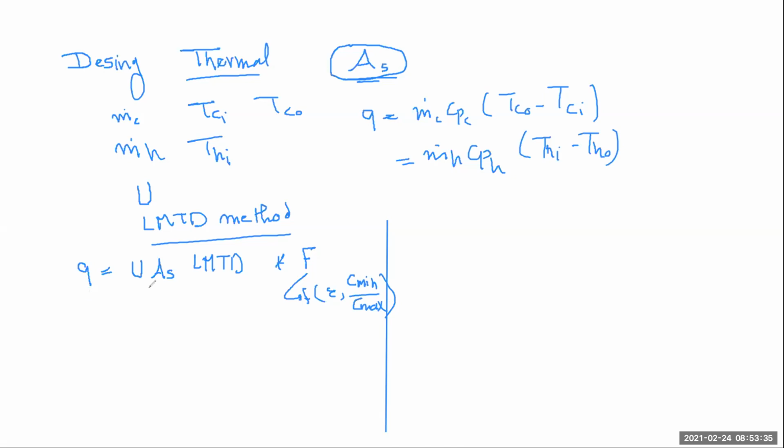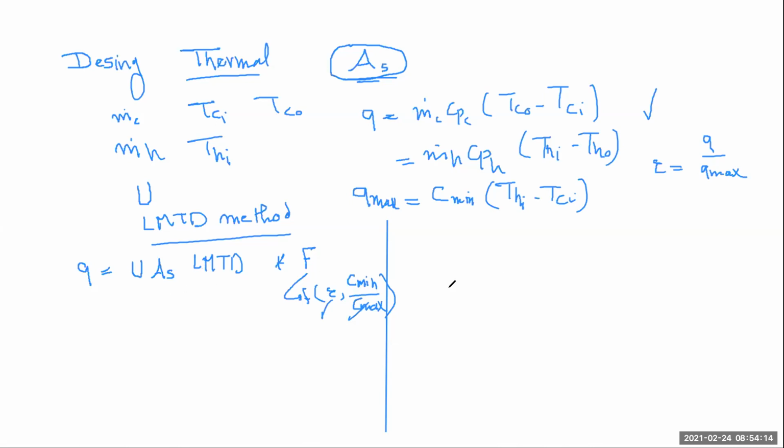So, do I know the value of Q? Yes, we can get it from here. Do I know the value of Q maximum? Yes, Q maximum is C minimum times T hot in minus T cold in. And the effectiveness is Q over Q max. So the value of effectiveness is a value that I know. And the capacity ratio is basically looking at C cold, C hot, and writing C minimum over C maximum. So these two values are known. And then I would go to the charts or tables and get the value of F.